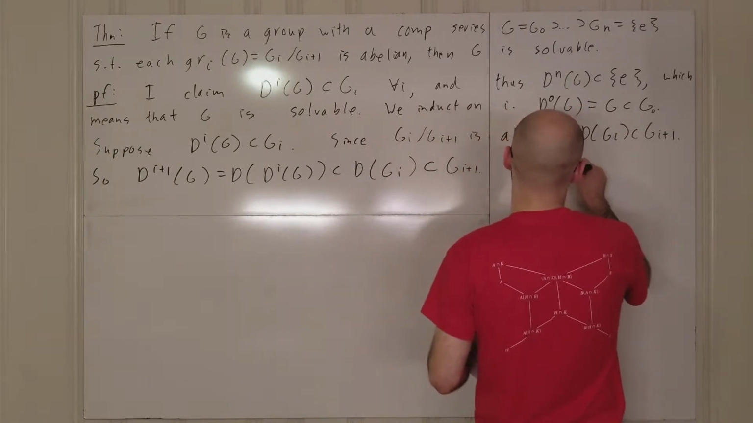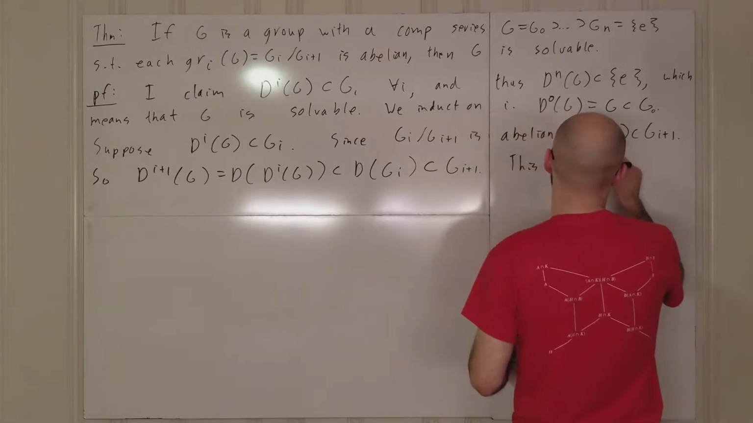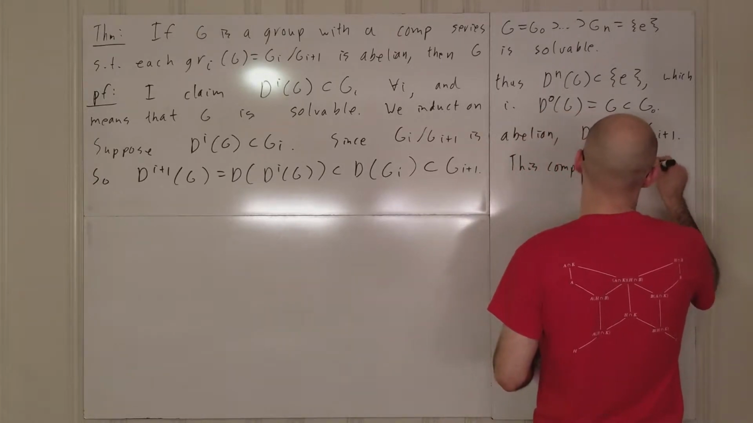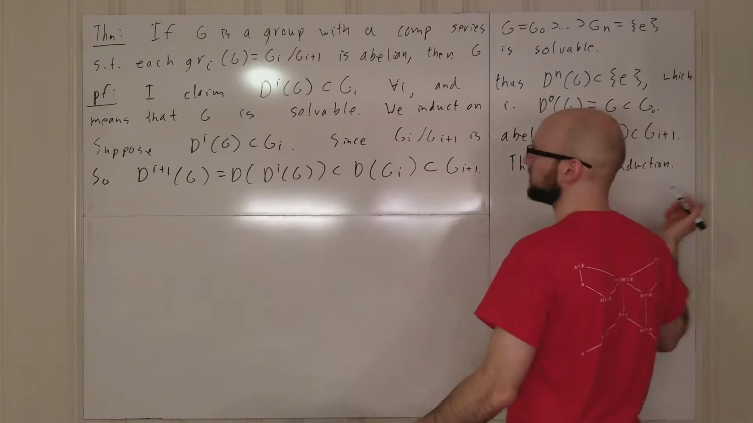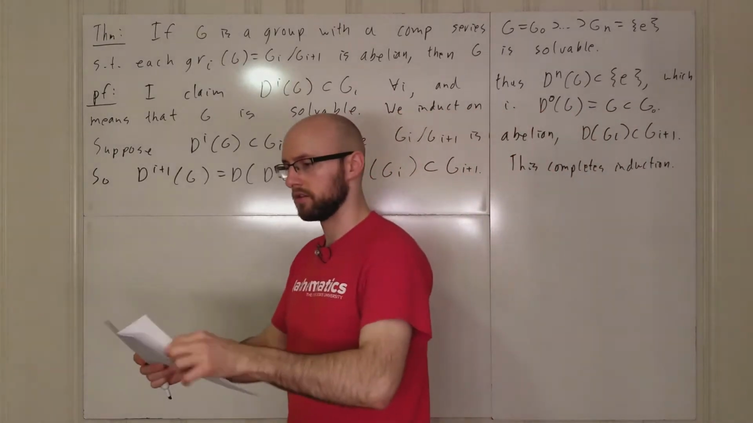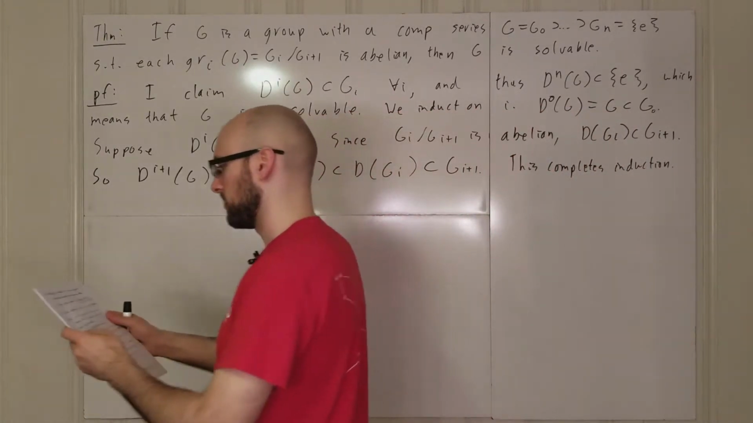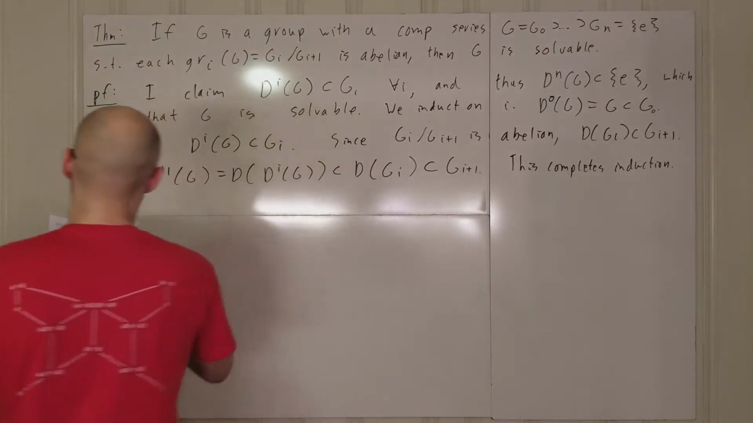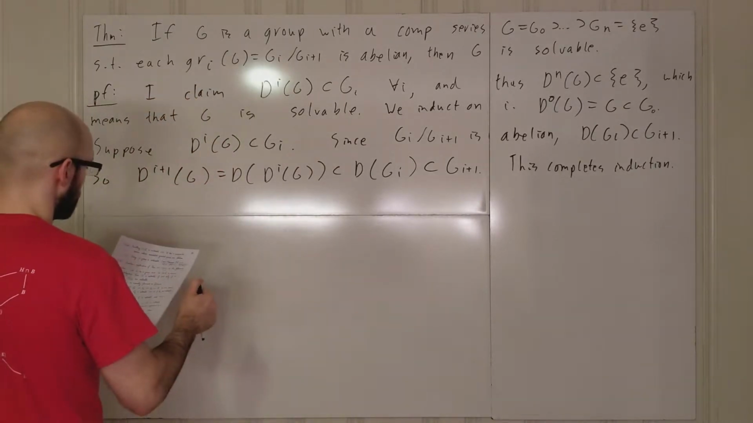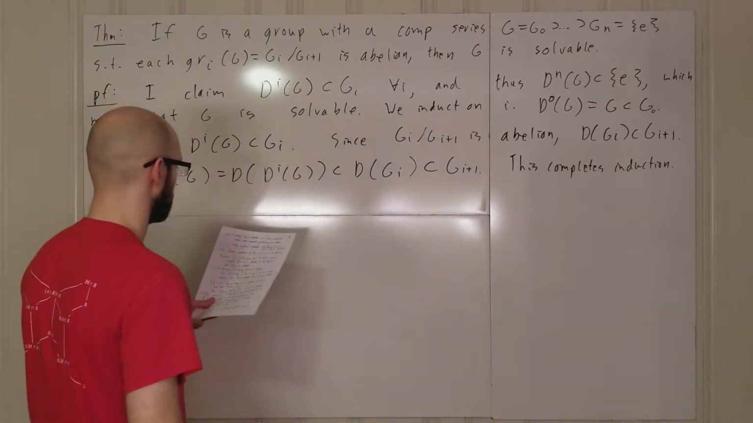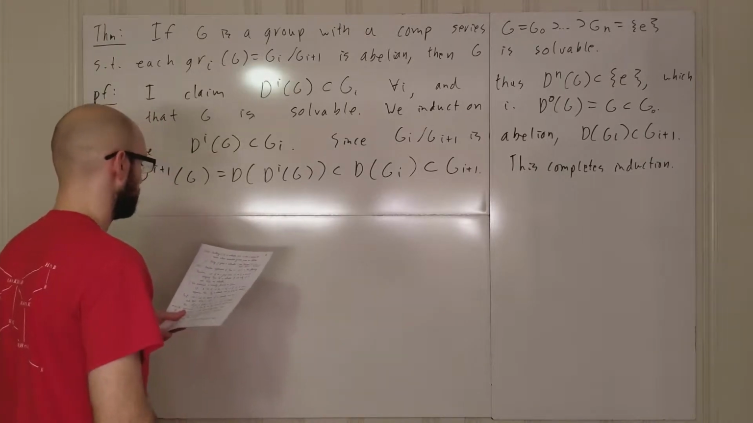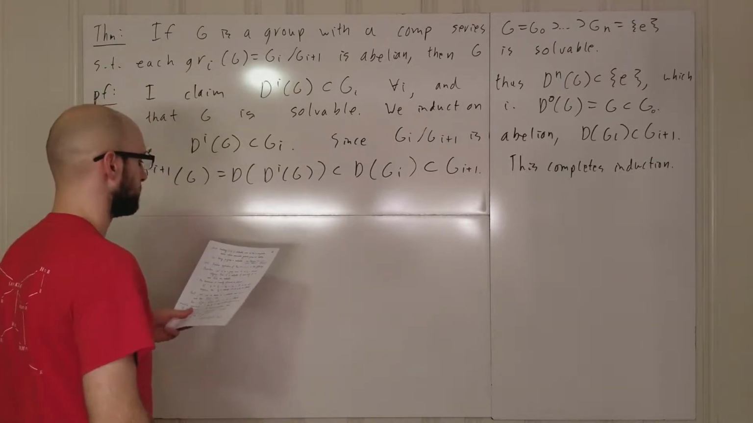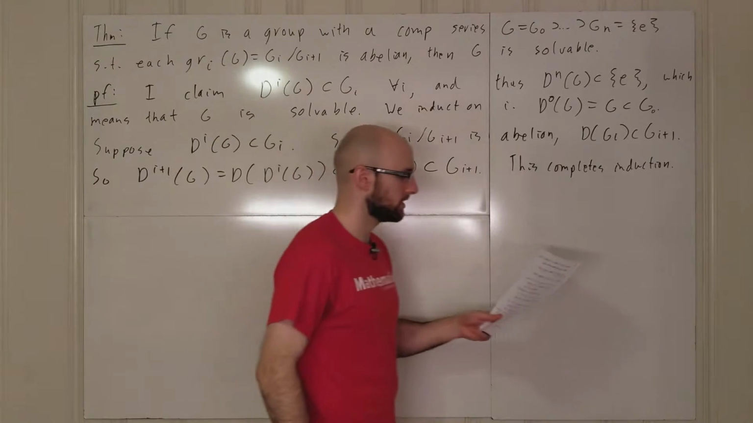This completes our induction argument, and so then we're done. You can see as a corollary, G is solvable if and only if it has a composition series whose graded pieces are abelian.